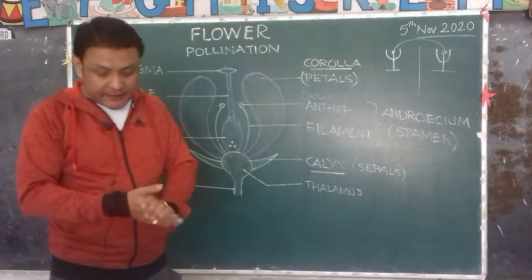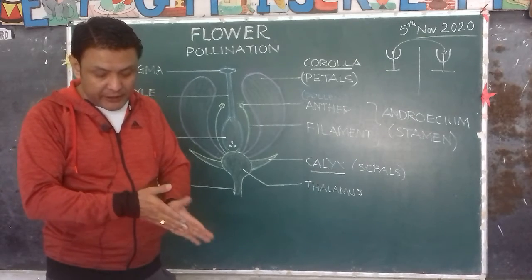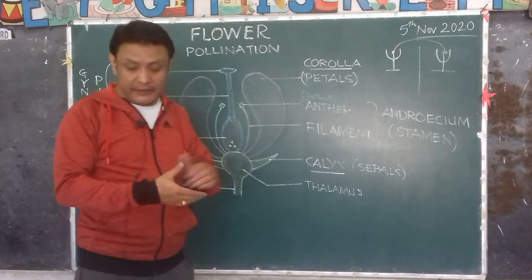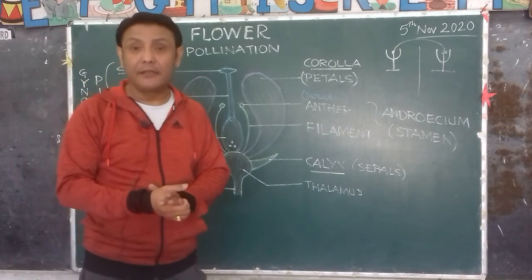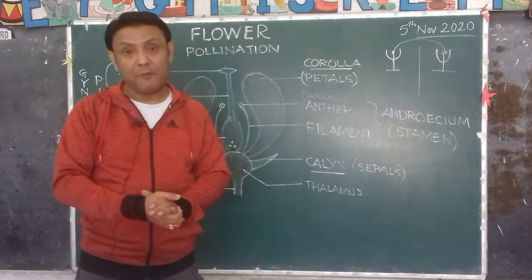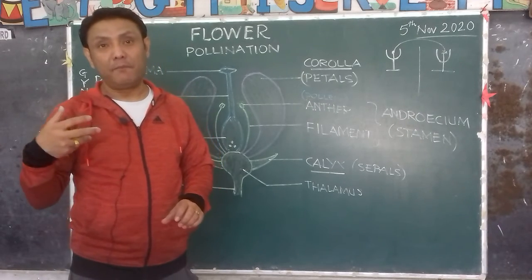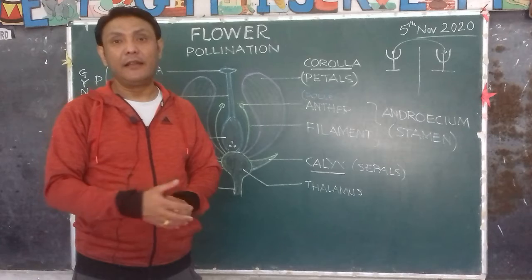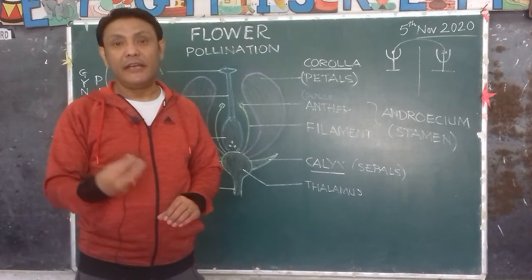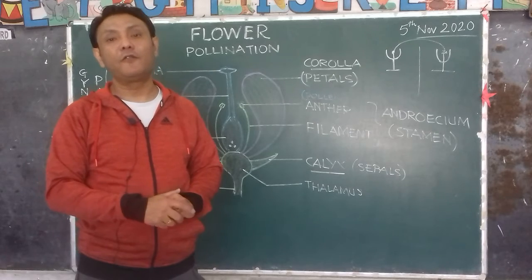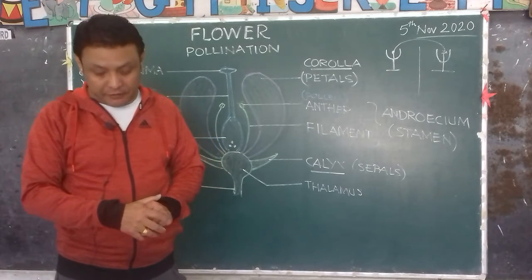Next, in self-pollination, pollen grains are produced in small numbers. Pollen grains are needed in small numbers. That means there is no wastage of pollen grains. But if a flower has to cross-pollinate, then the anther needs to produce a lot of pollen grains, and there will be a lot of wastage of pollen grains.